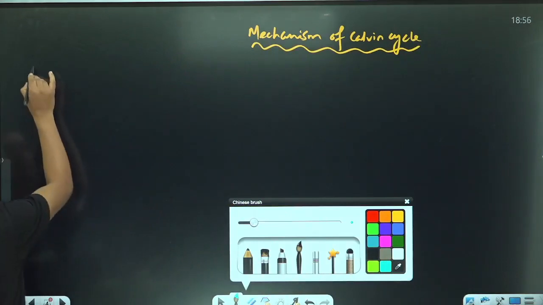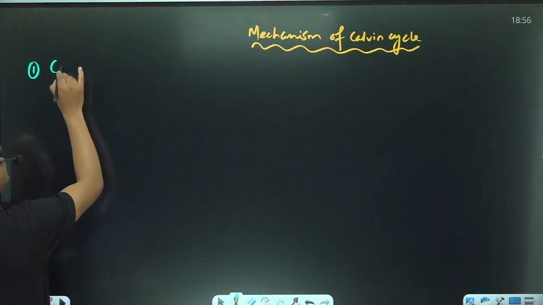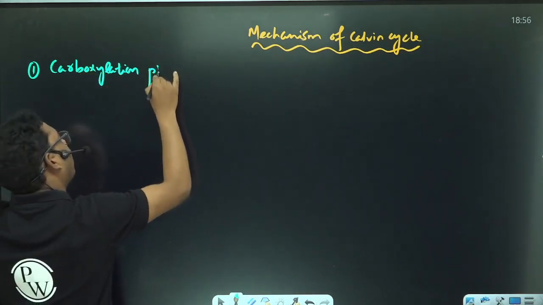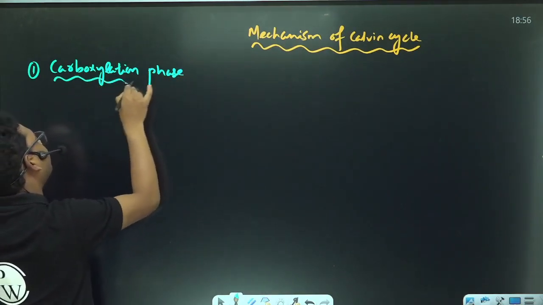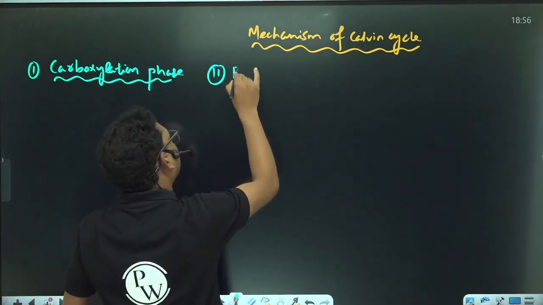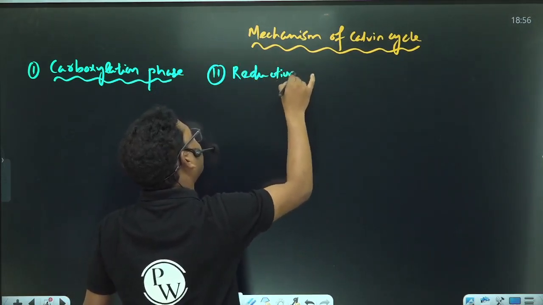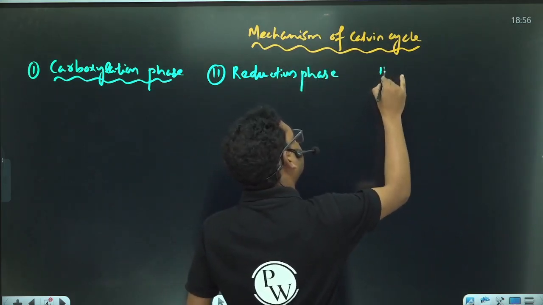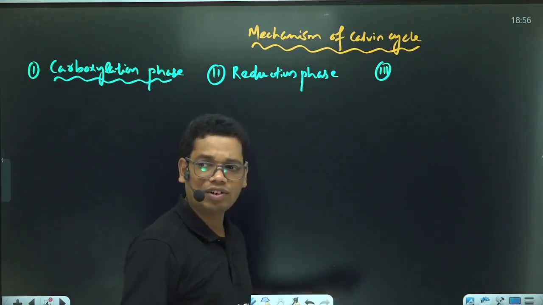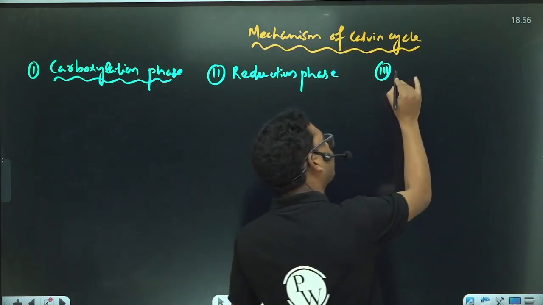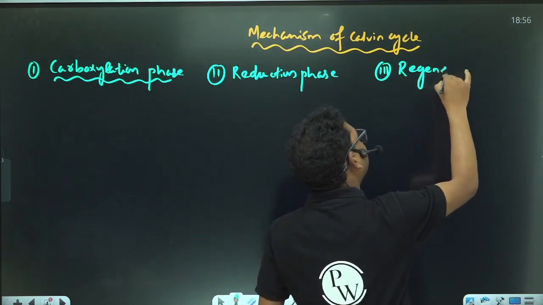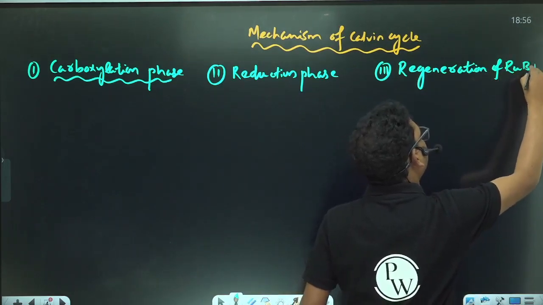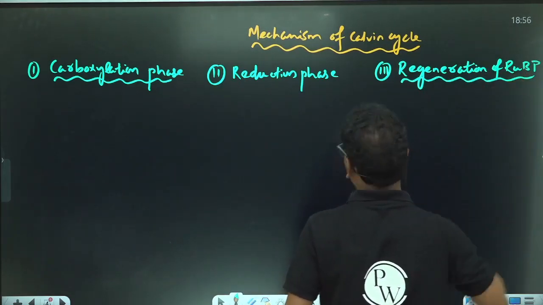The first phase is called the carboxylation phase. The second phase is called the reduction phase, in which the glucose molecule is synthesized. And the third phase, which is quite crucial for continuity of the Calvin cycle without any interruption, is regeneration. Regeneration of the CO2 acceptor, and that CO2 acceptor is nothing but the RuBP. So these are the three phases of the Calvin cycle.